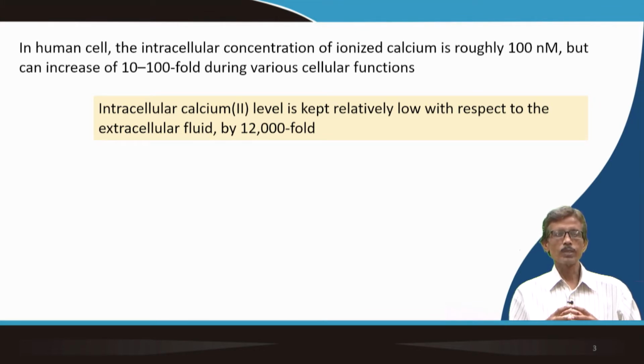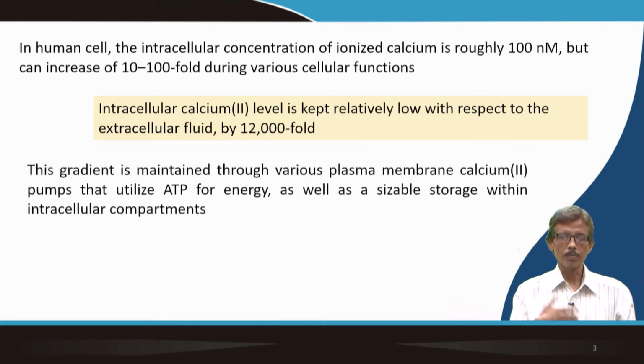With respect to the extracellular fluid, the intracellular concentration is sometimes 12,000 fold different from that. That is why a very high concentration of calcium ion is required for all these processes. Quantitatively, that higher level of concentration is very difficult to maintain, so some biochemical or biophysical processes are there which can give you that kind of high concentration, or sometimes the highest level of concentration.